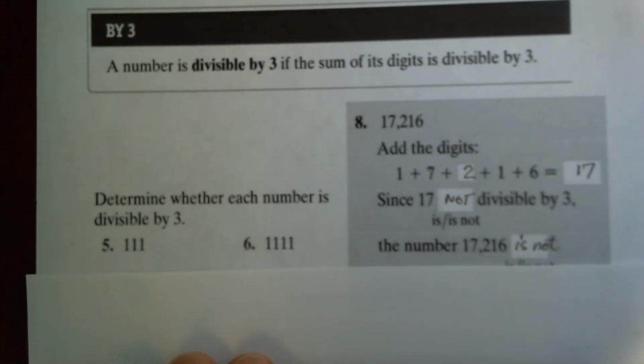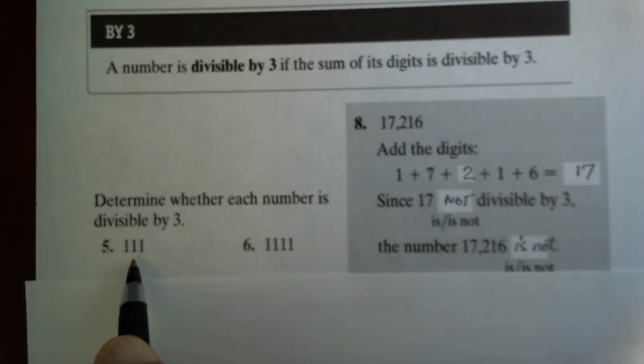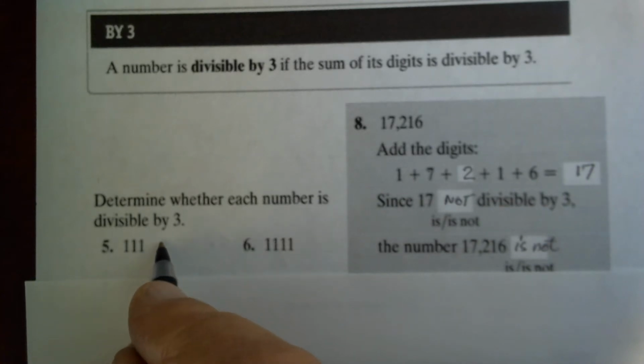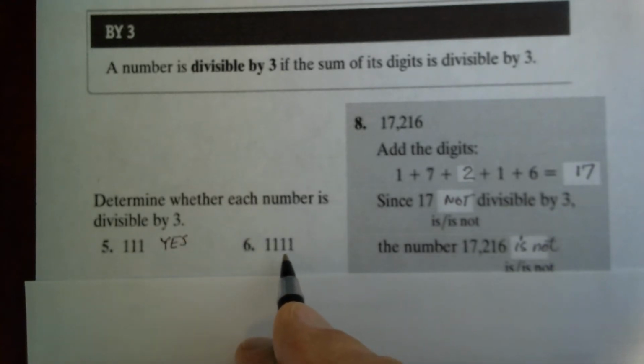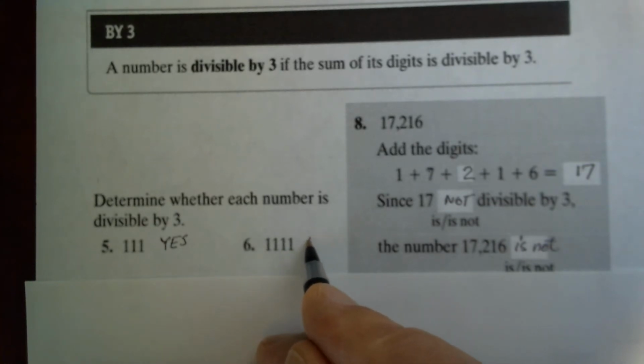So when we look at some other examples, we look at number 5, the number 111, is that divisible by 3? Well, the sum of the digits is 1 plus 1 plus 1 is 3, and 3 is divisible by 3. So in other words, that number is divisible by 3. When we look at number 6, 1,111, we find 1 plus 1 is 2, plus 1 is 3, plus 1 is 4, and the 4 is not divisible by 3, so this number is not divisible by 3.